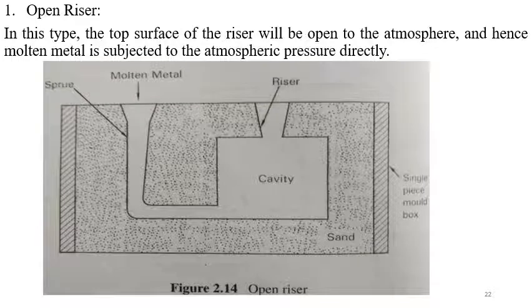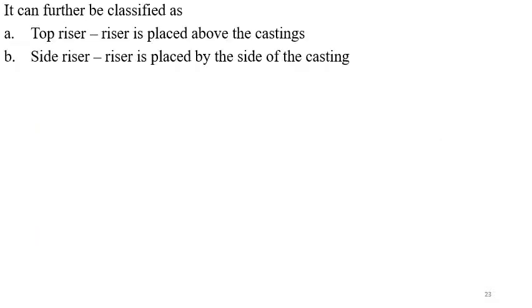You can see this figure. This is a drag box, sprue cup, sprue, runner, and cavity. This is a riser, which you can provide here. Once the cavity is filled with liquid metal, the metal then rises into the riser. It can be further sub-classified into two types: top riser and side riser. You can see this figure.